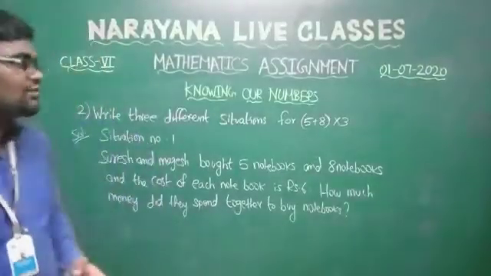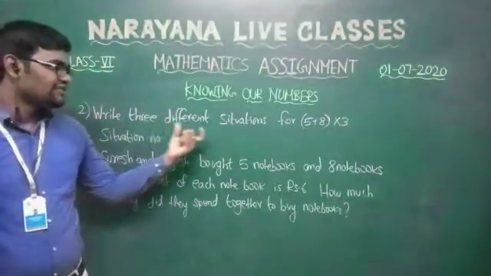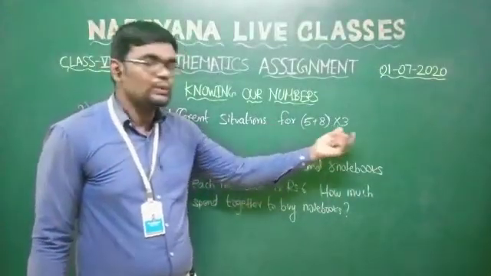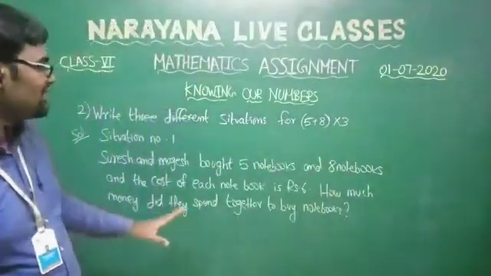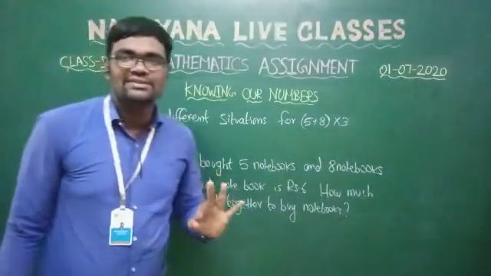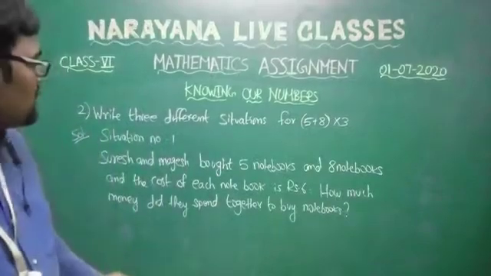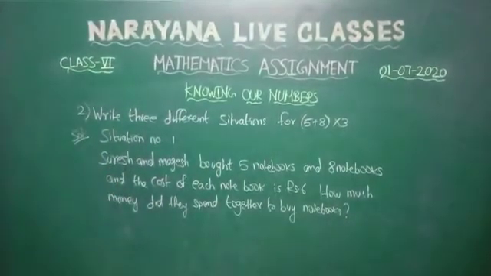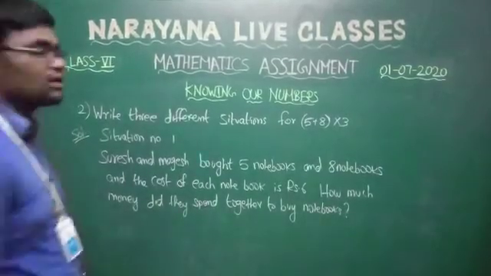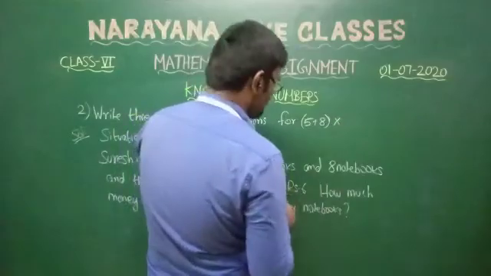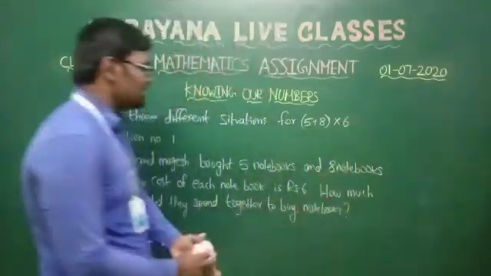Now we'll discuss the solution for the second one. Write 3 different situations for 5 plus 8, in the bracket, into 3. So for this we have to write how many situations? 3 different situations. Okay students? The situations you can write on your own also. Here we are considering 3 situations as an example. Any name you can take.